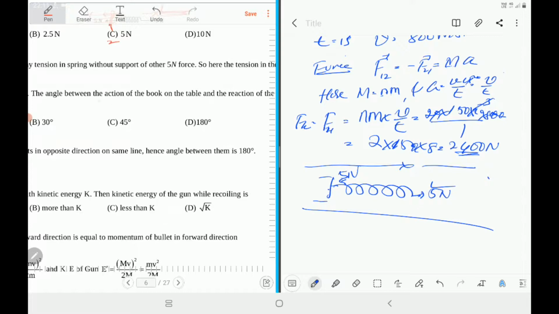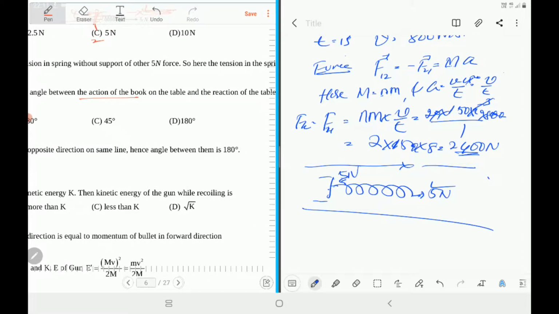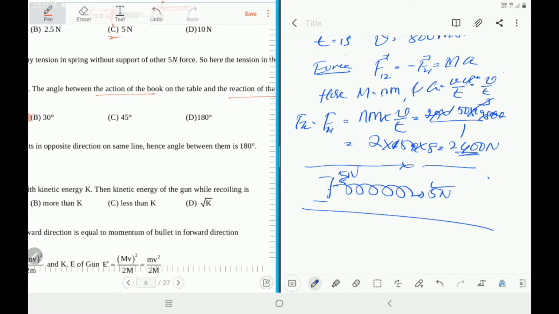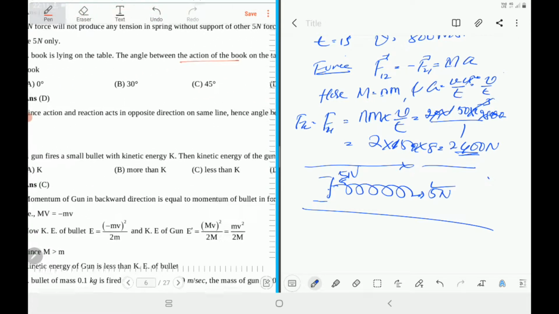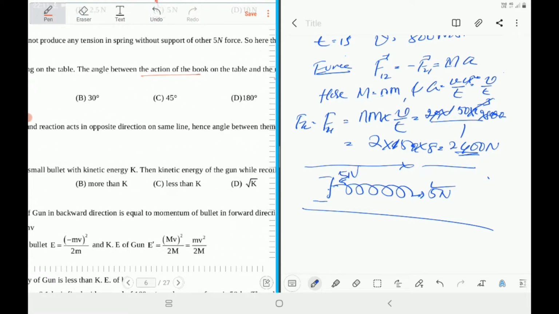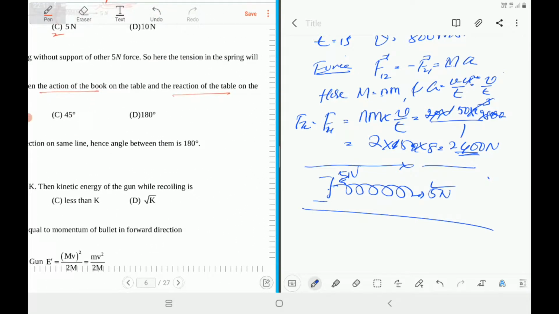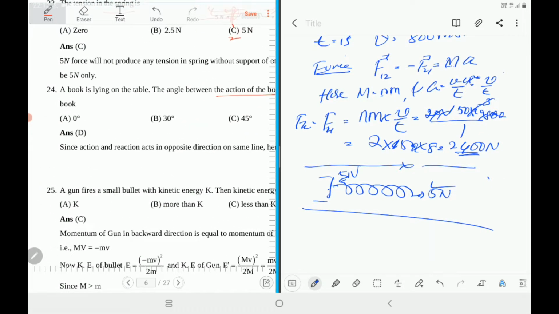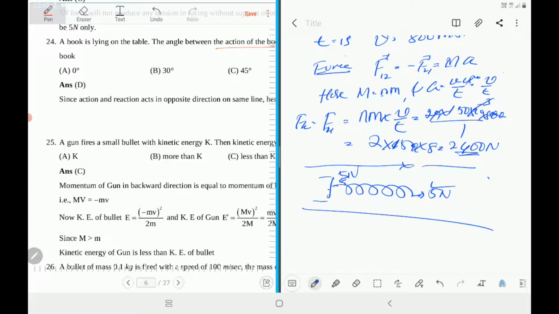The angle between action on the book, on the table, and reaction on the table. You have to find the angle between action and reaction. Very simple. If there is a table and a book lying over it, there will be weight acting down, that is action, and a normal force acts vertically up. Normal means perpendicular to the surface. What is the angle between them? The angle between them is 180 degrees. So option D.